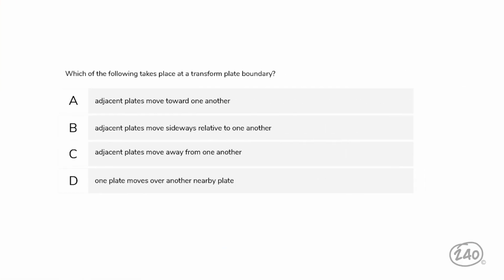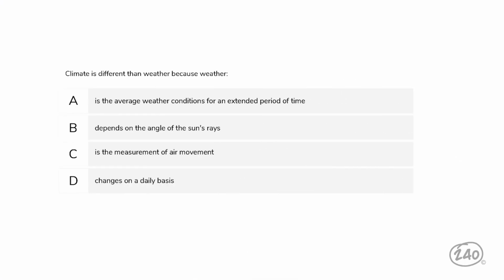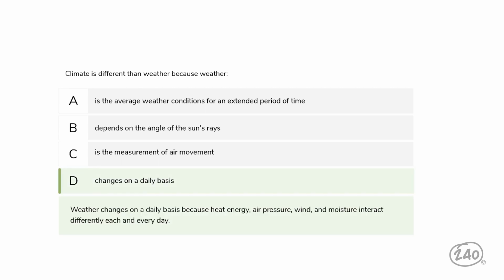Which of the following takes place at a transform plate boundary? In a transform boundary, plates always move sideways relative to each other, so this choice is correct. Let's look at one from weather and atmosphere. Climate is different than weather because, well, we talked earlier about how climate is long-term while weather is short-term, so that means this answer is best.